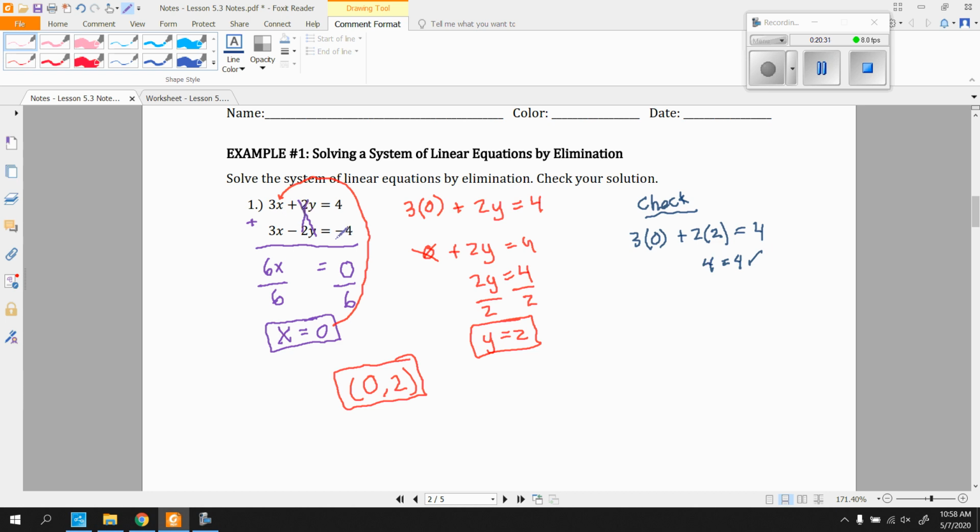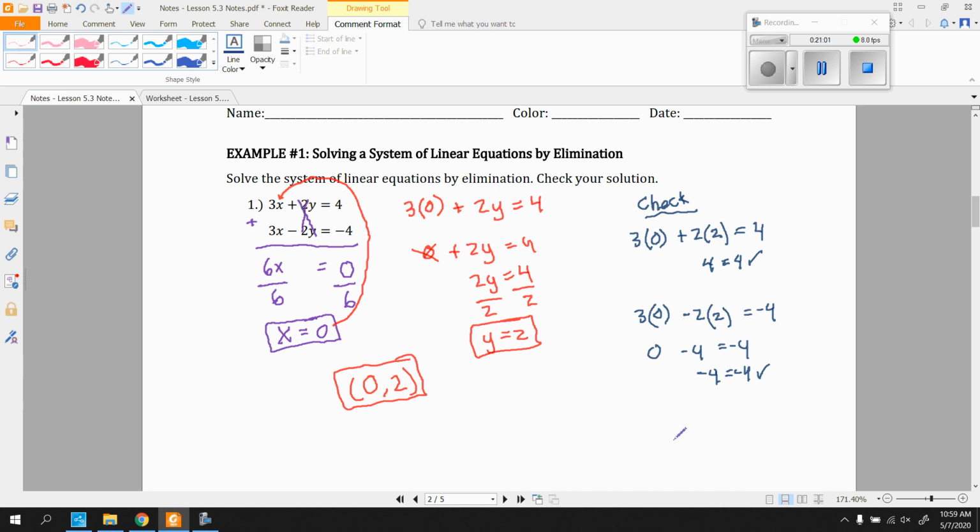Yep. This other one that we haven't really plugged stuff into, so let's just check and make sure that one works. 3 times x, so I'm going to replace that x with 0, minus 2 times 2 should be equal to negative 4. So basically 0 minus 4, yeah, it's going to check out. Negative 4 equals negative 4, it checks.